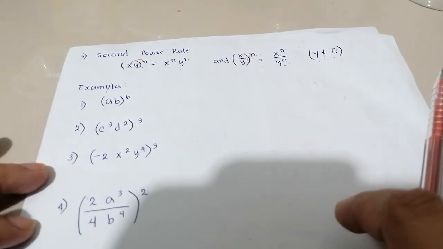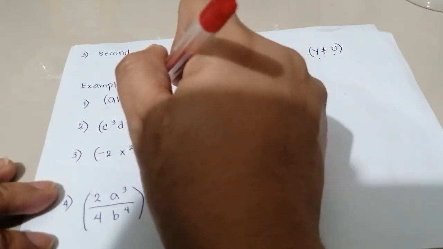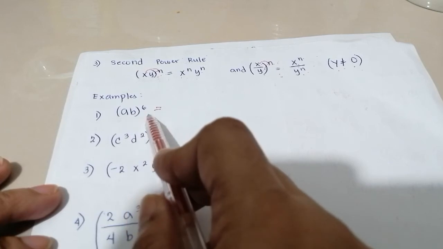So in order for you to understand the third rule, let's take a look at this example. So for this one, AB raised to the 6th power.